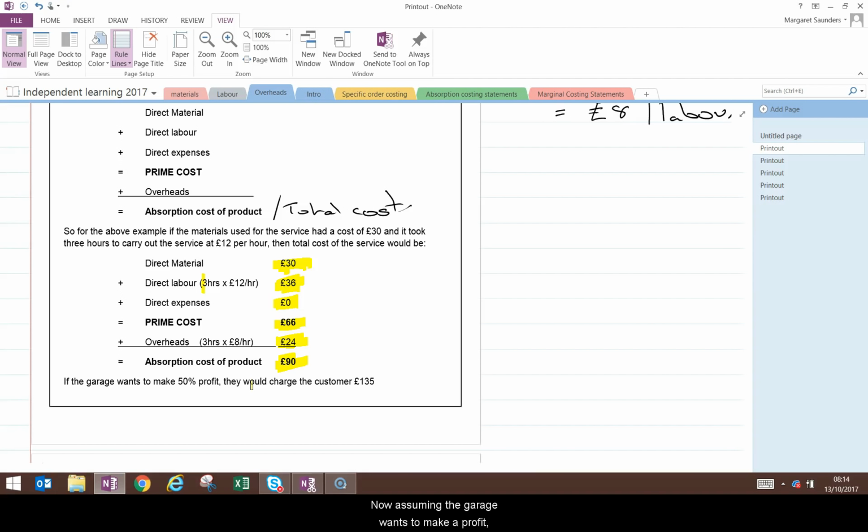Now, assuming the garage wants to make a profit, it will need to charge its customers more than £90. So for example, if the garage wants to make a 50% profit, we would add another 50% onto the £90, and the price to charge the customer for the service would be £135. And at that figure, they should be making £45 profit and they will have covered all of their costs, including the overheads.